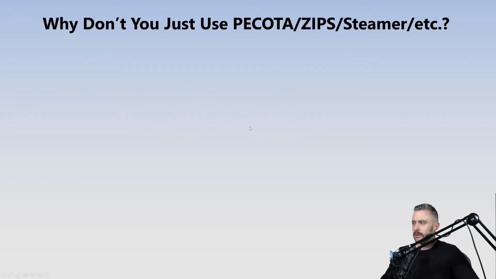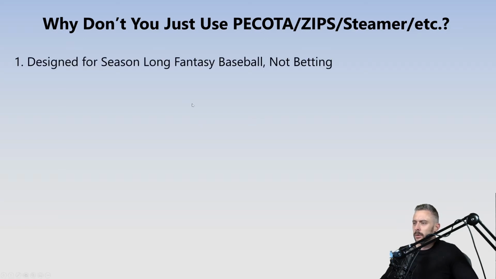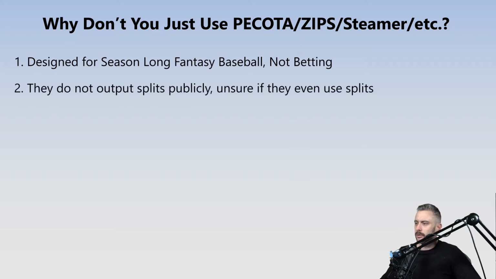And why don't you just use PECOTA, ZiPS, Steamer, etc.? People have asked me this before. Well, one, those systems are all designed for season-long fantasy baseball, not betting. Two, they do not output splits. If they do have splits, they don't show them publicly. I'm not even sure if they have them.